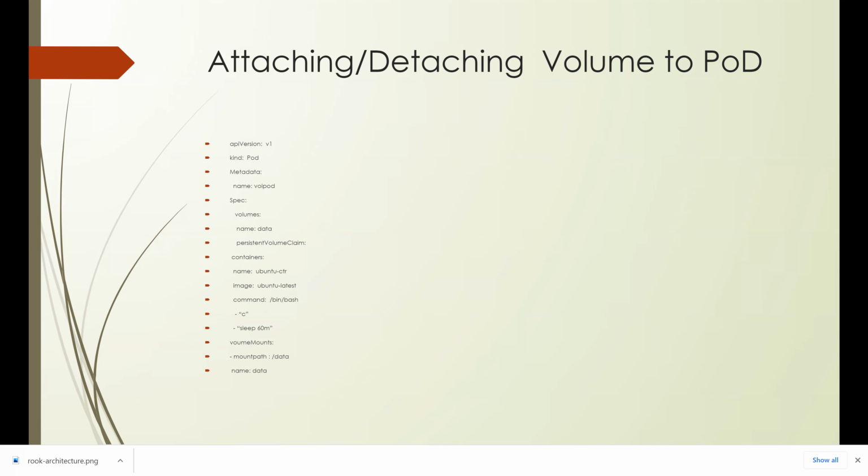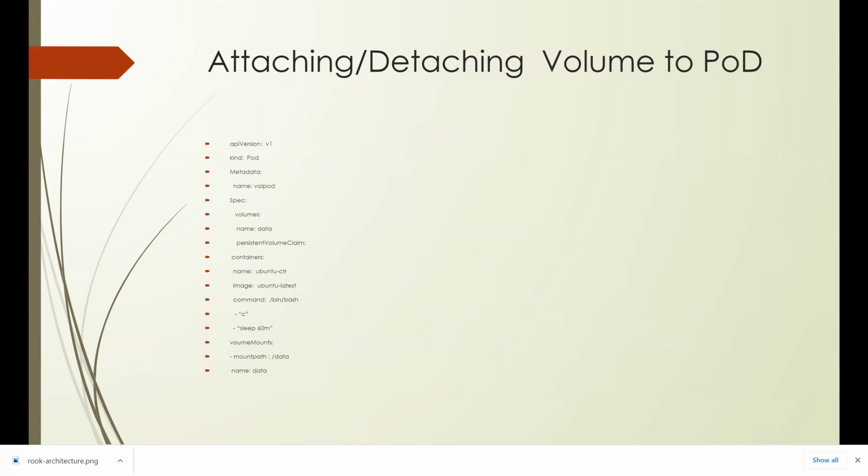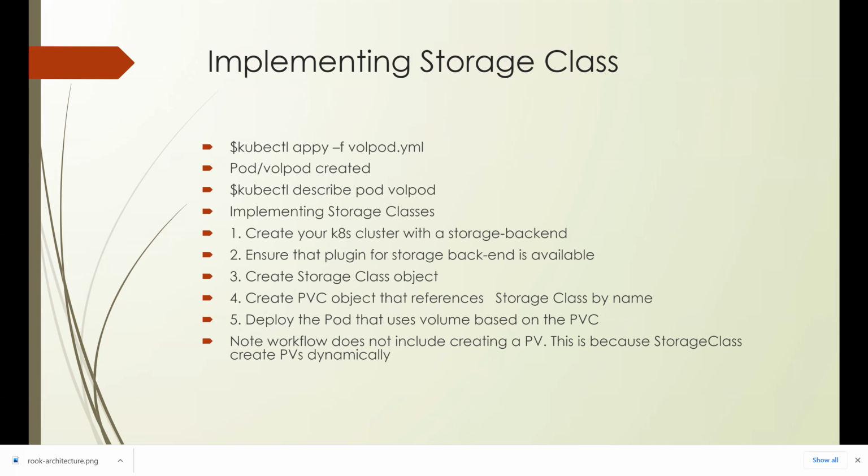I'm not talking about detaching, but let's talk about attaching the volume. So now the name of this file was wallpod.yaml. So kubectl apply -f wallpod.yaml. This will allow the wallpod to be created, and you can look at the description, either with get or describe, and it will show the details of the pod, like we saw previously, right?